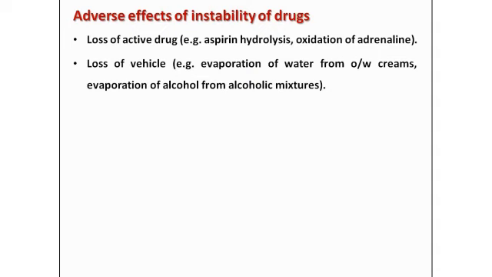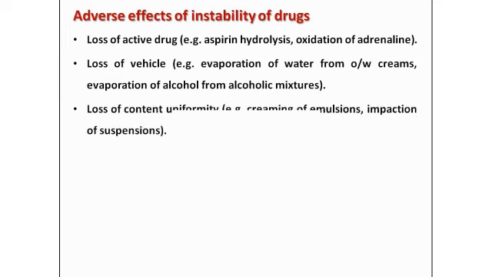Vehicle means we all know that vehicles are the additives which are used in the formulation. So loss of vehicle. For example, if we have kept an oil in water type of emulsion at a higher temperature, what will happen? The water may get evaporated, right? Evaporation of alcohol from alcoholic mixtures, yes, because alcohol is volatile in nature.